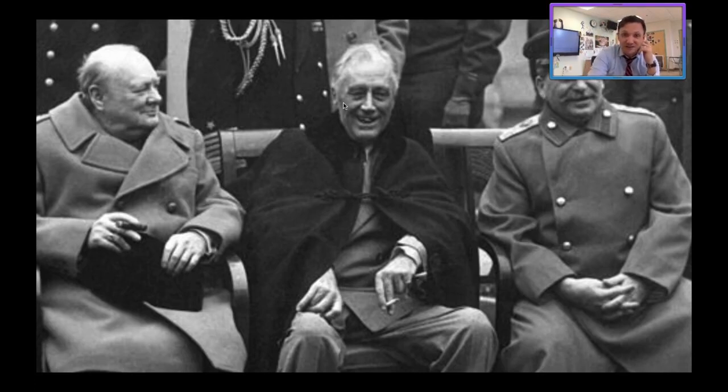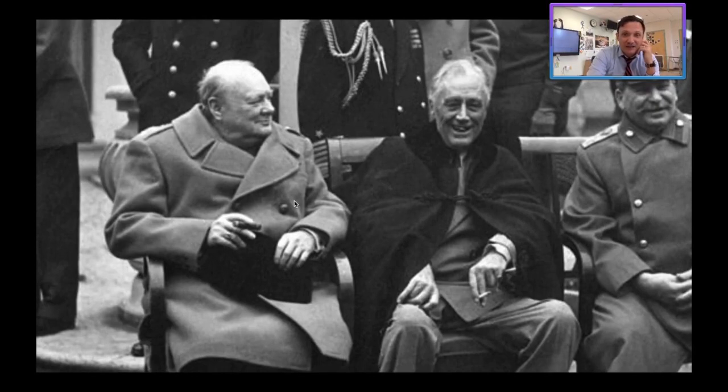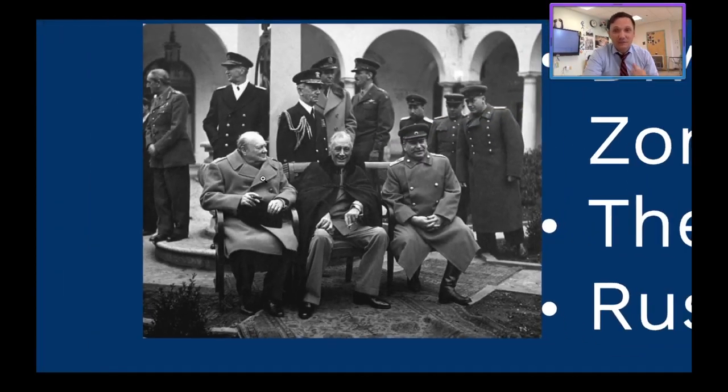He's also smoking a cigarette like a boss. And then you've got, of course, Winston Churchill right here, just being a little old man smoking a cigar and being like, rah, rah, rah.